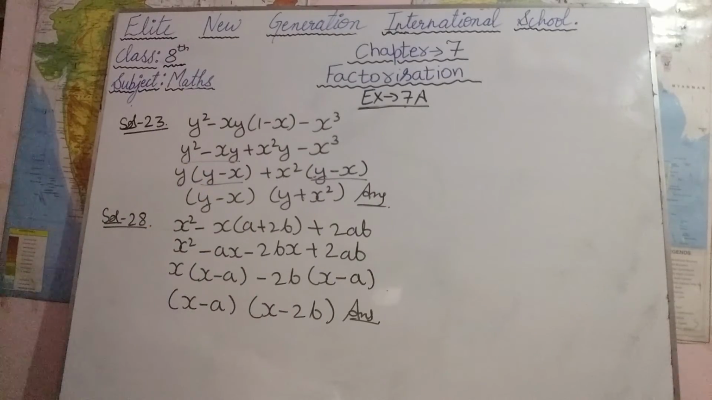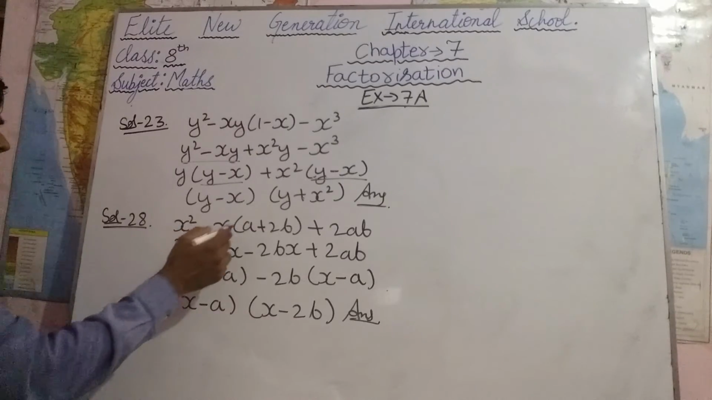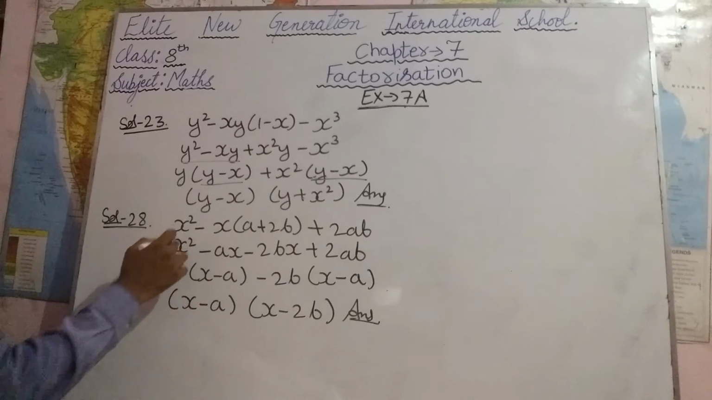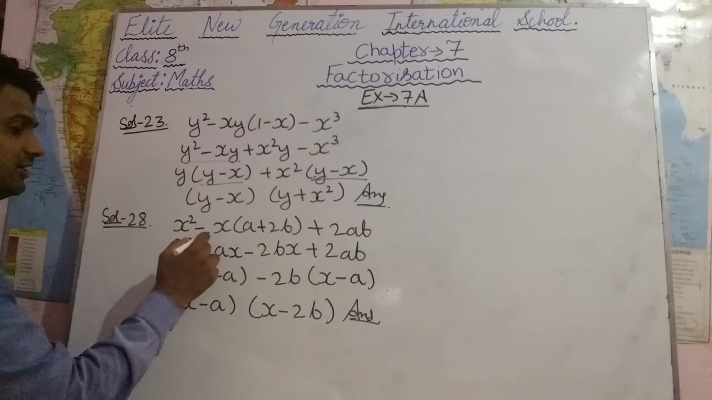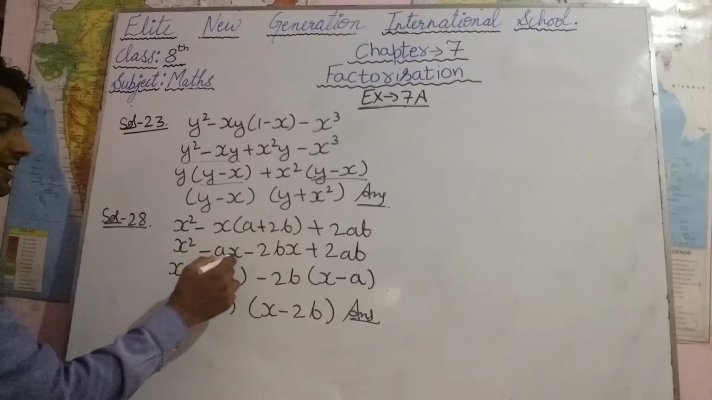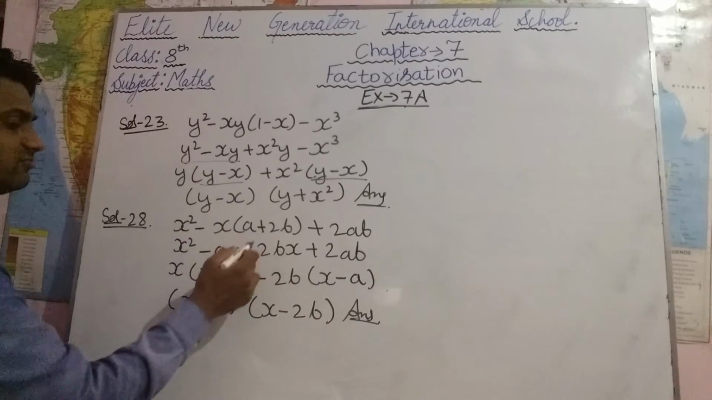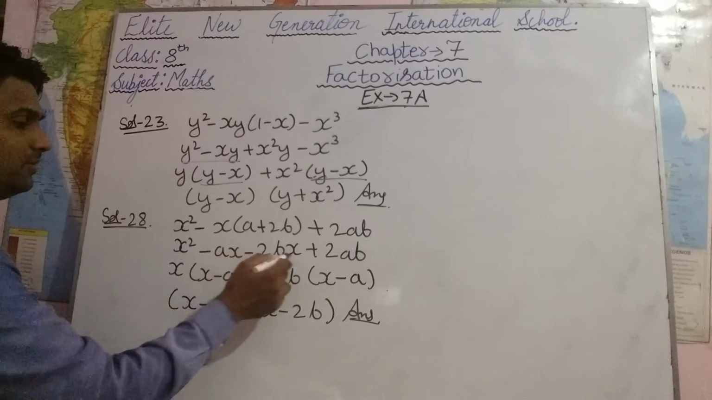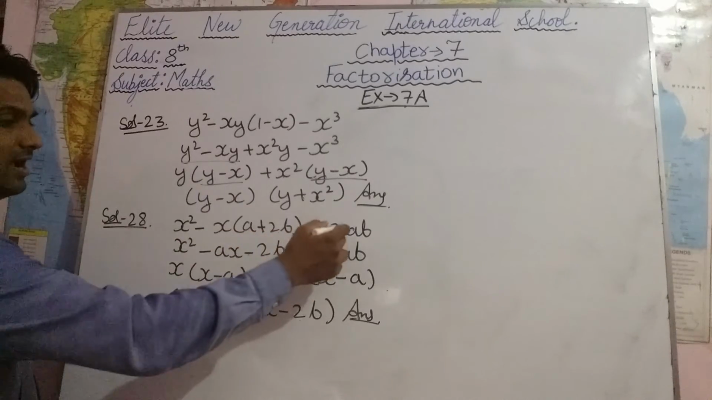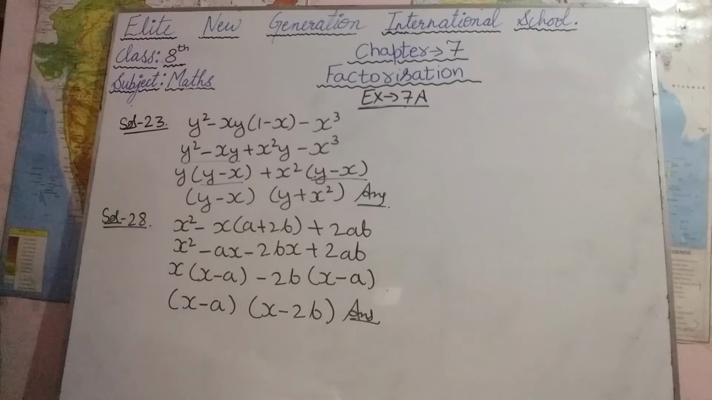Now similarly, see question number 28. Here we have x square minus x in bracket a plus 2b and plus 2ab. So it is x square, and we multiply minus x with a plus 2b, so it will be minus ax, and minus plus will be minus, so it will be 2bx. When this x multiplies by this 2b, it will be 2bx, and here it will be 2ab.